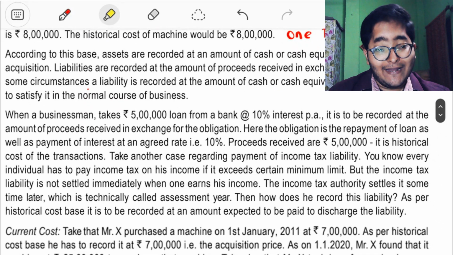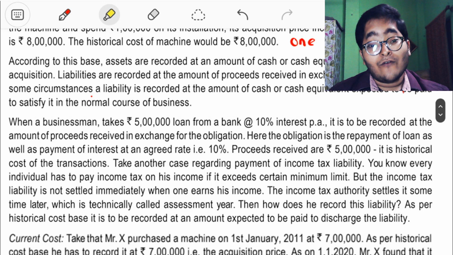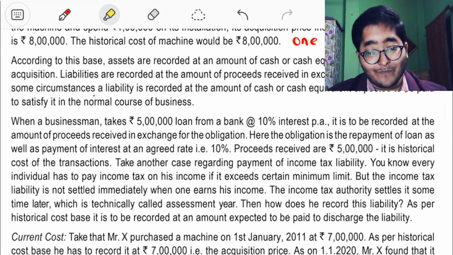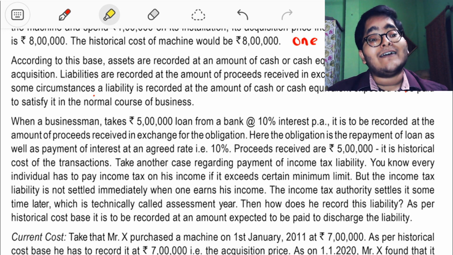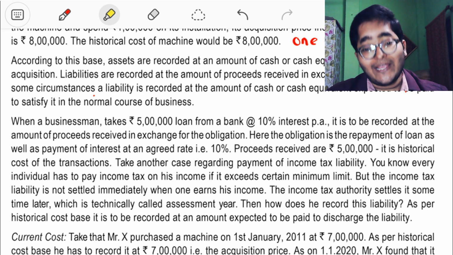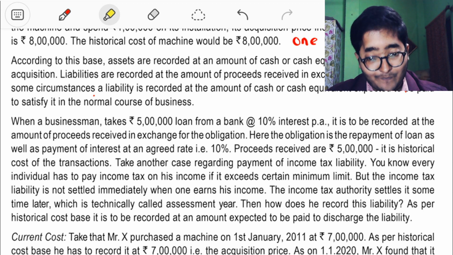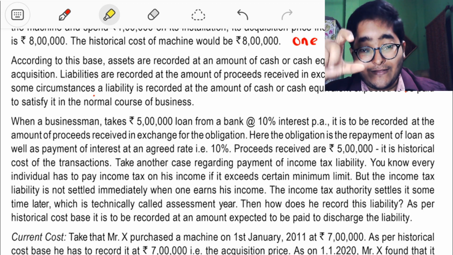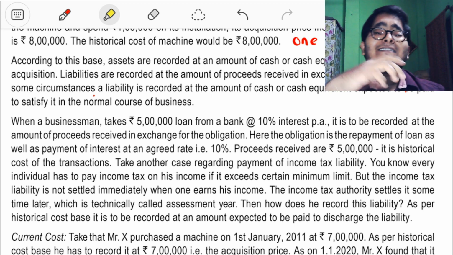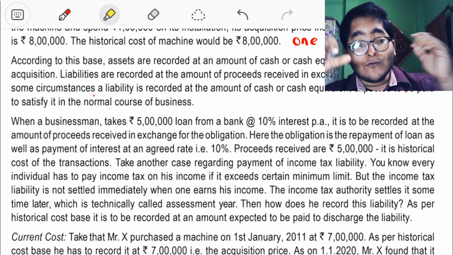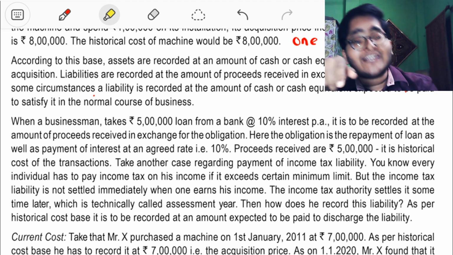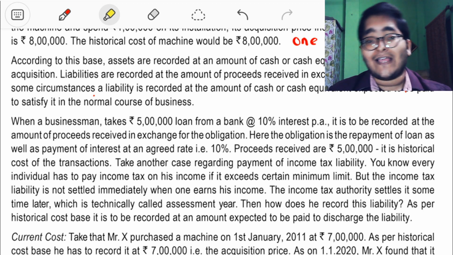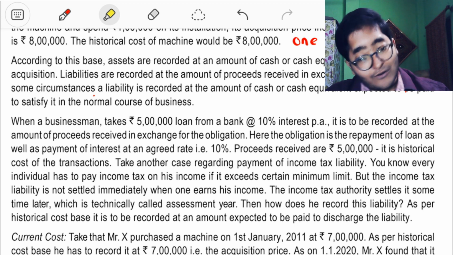When a businessman takes rupees 5 lakh loan from a bank at the rate 10% interest per annum, it is to be recorded at the amount of proceeds received in exchange for the obligation. उस obligation जो है, जो लोन है या फिर जो लाइबिलिटी है, जो रुपीज 5 लाख लोन प्लस 10% पर एनम इंटरेस्ट, उसके अकॉर्डिंग या फिर उसके एक्सचेंज में जितना रिटर्न्स हम लोगों को मिलेगा या फिर बिजनेस को मिलेगा या फिर मिला है उसे हम लोग हिस्टोरिकल कॉस्ट कहते हैं.